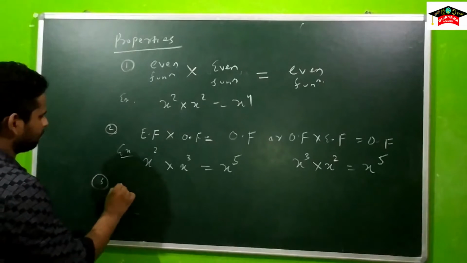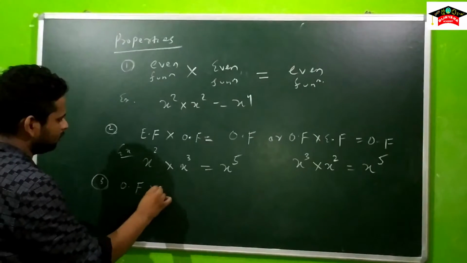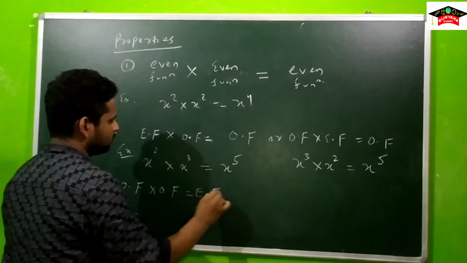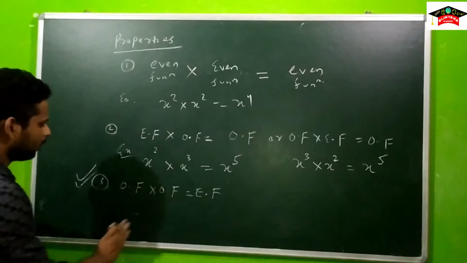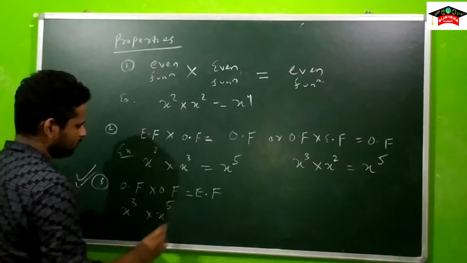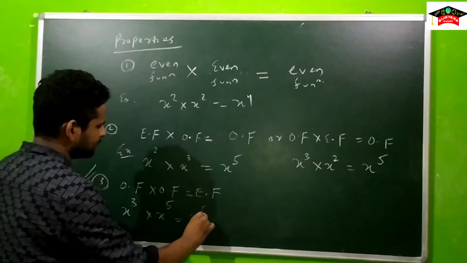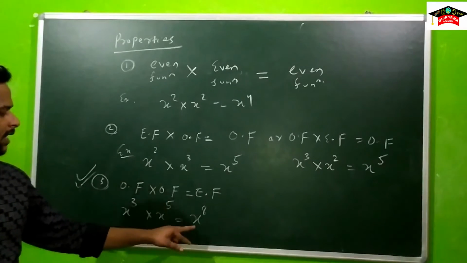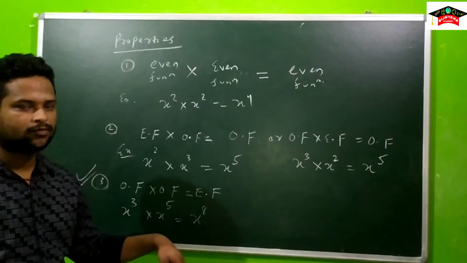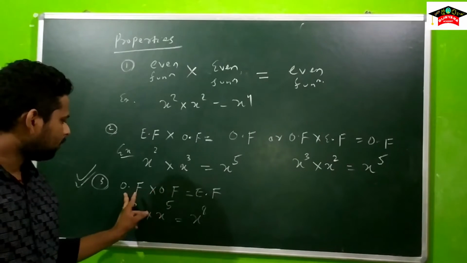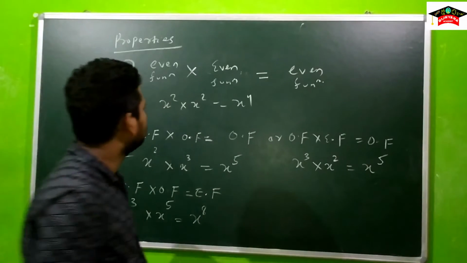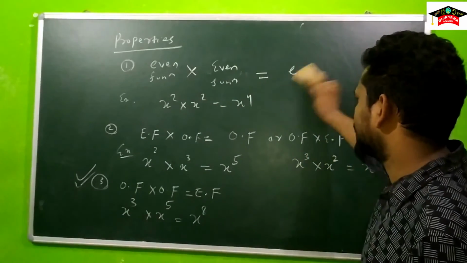The third point is odd function into odd function equal to even function. This is important. Likewise, if x cube is an odd function and x5 is an odd function, then the answer will be x8. It is an even function because it has an even power, so it will not change its value under the change of coordinates. So odd function into odd function is always an even function. And the next property, write it down.